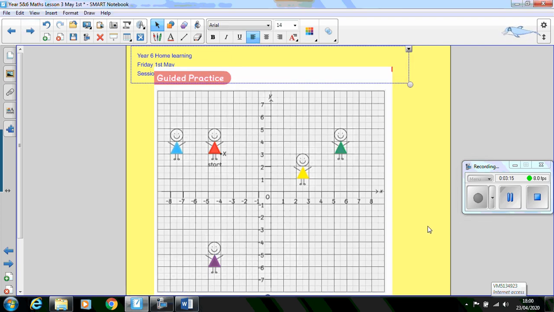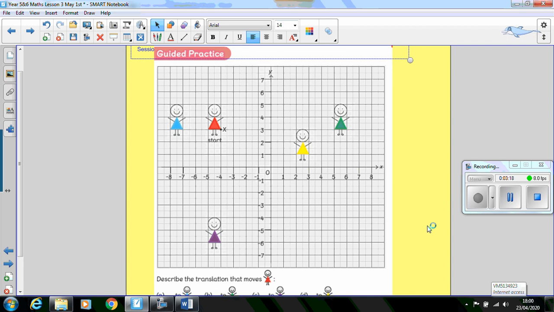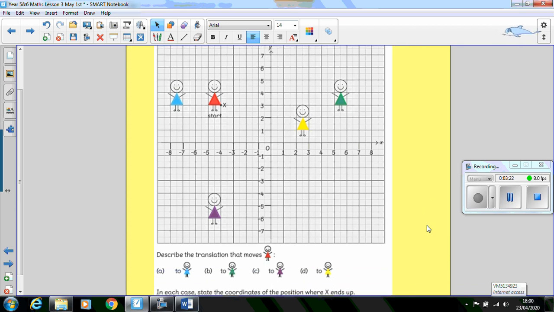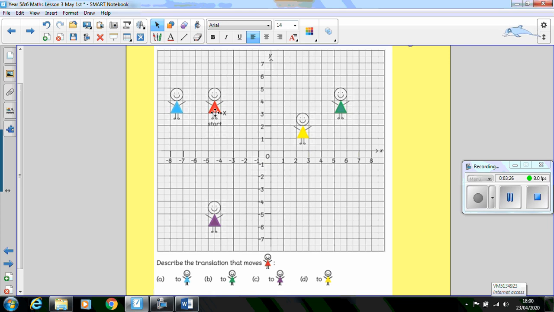Okay, so we're moving on now. And this is from the guided practice of the Maths No Problem book. What it's asking you to do is to describe the translation that moves this red character here. You've got to describe the translation that moves the red character firstly to the blue one here. I'm going to start us off.